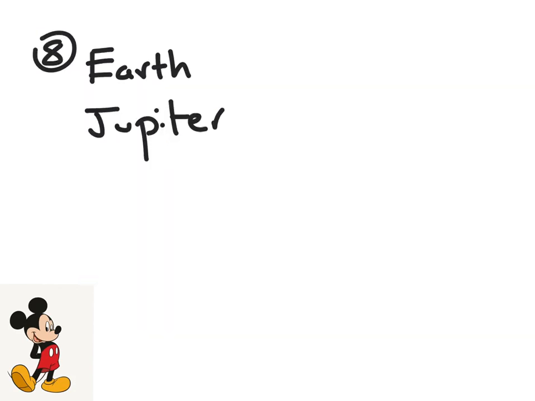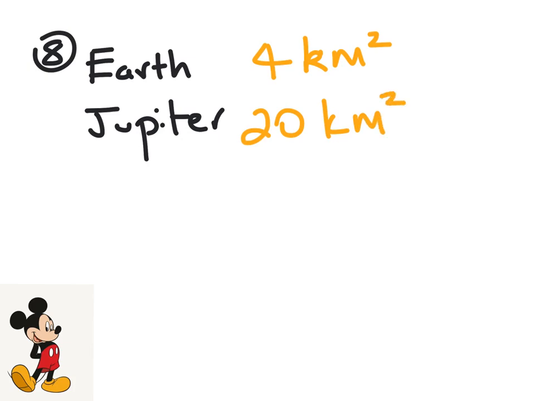Question 8. Now, I'm going to really simplify question 8 so it makes it a wee bit easier for you. So rather than using the huge numbers that are there, let's make it a simple question. The Earth has got a surface area of 4 kilometres squared, and Jupiter has a surface area of 20 kilometres squared. I just made these numbers up. The ones in the question are much bigger than that, but they'll do it with this. So the question is, how many times bigger is this number than that number?